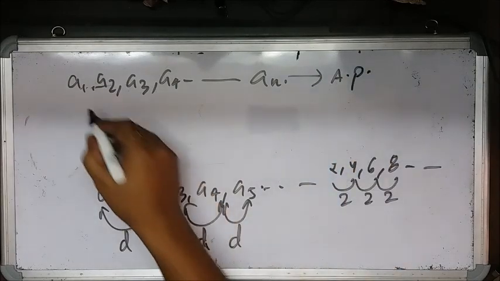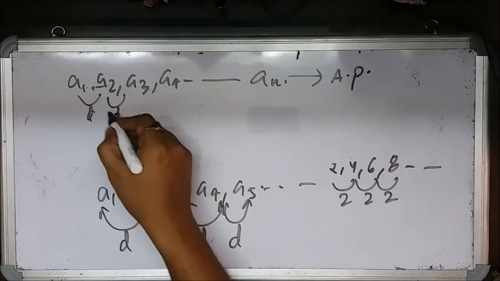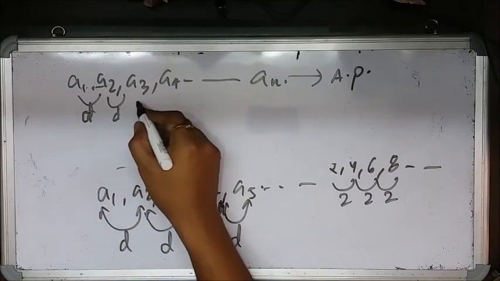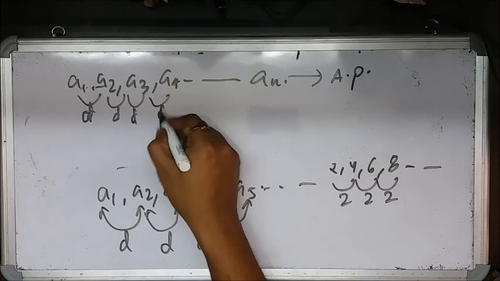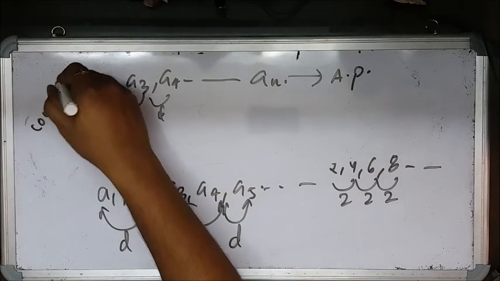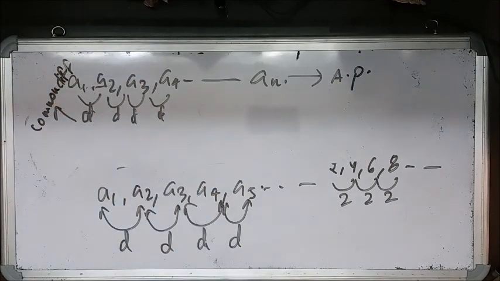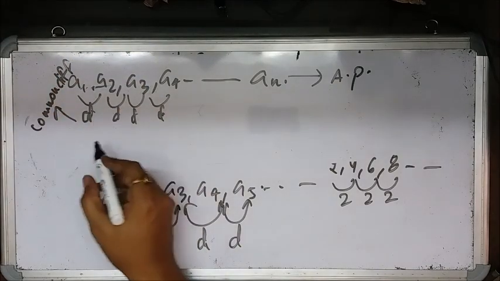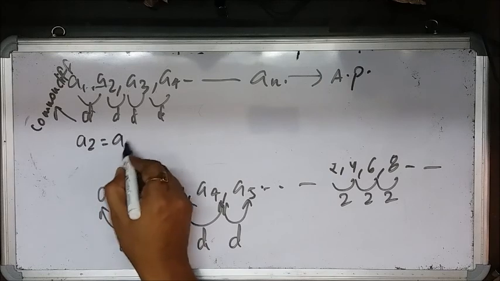So what can I say is that the difference between any two consecutive numbers, always remember, will always be a constant. Let us say D. Now this D is called common difference. So can I say it like this, that A2 will be equal to A1 plus D.